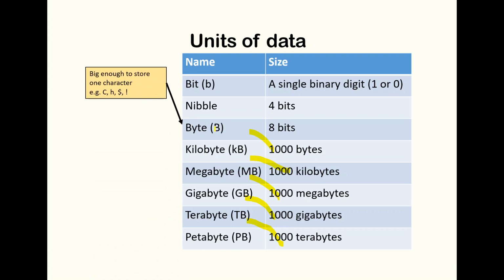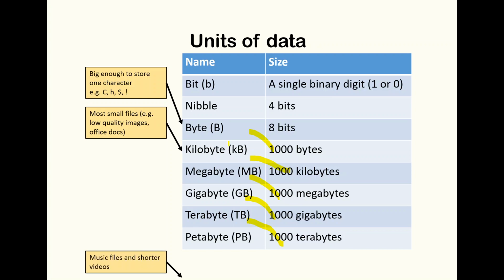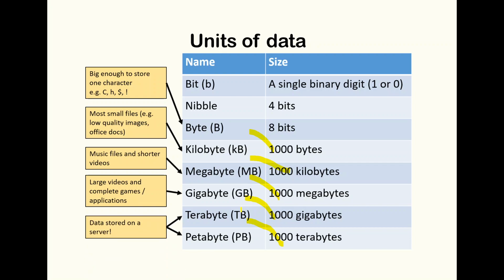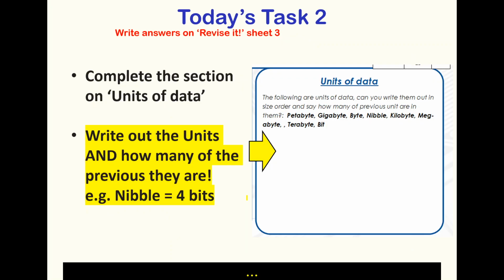And remember, a byte is big enough to store maybe one letter. A kilobyte is big enough to store a very low quality image. Megabytes is short music or music files or video files. And gigabytes are for larger movies, videos, computer games, things like that. And terabytes is loads of space for storage, basically all the files in school.